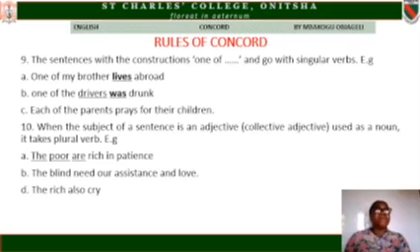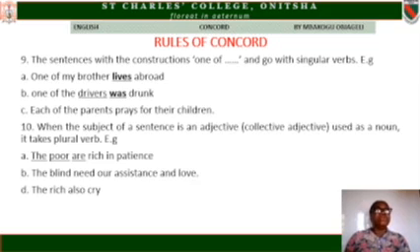Another example: one of the drivers was drunk. Not all the drivers, one. And because one is singular, it has to enter into agreement with a verb that is singular. Each of the parents prays for their children. You have parents, each prays.